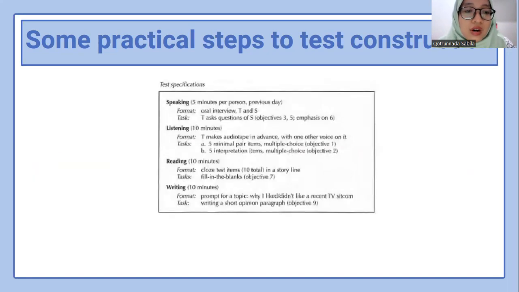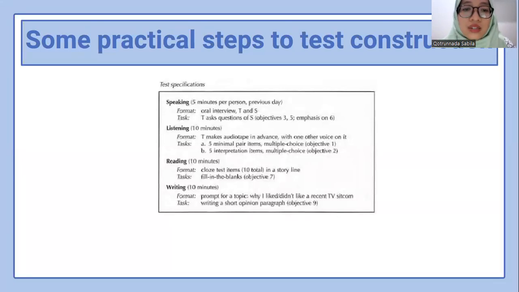And then, armed with a number of elicitation and response formats, you have decided to design your test as in the picture. As we have speaking, the format is an oral interview, T and S or S and T, and then T asks questions of S, objective 3, and then emphasis on 6.